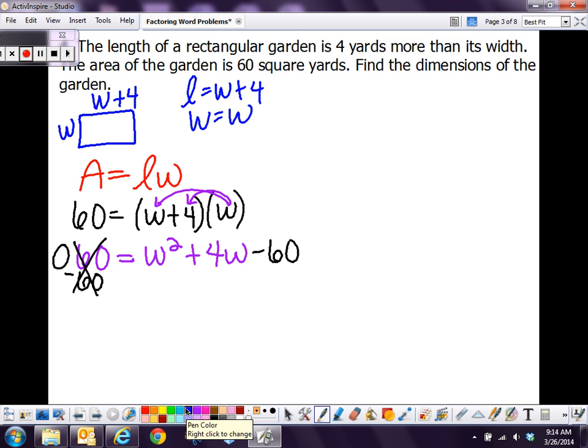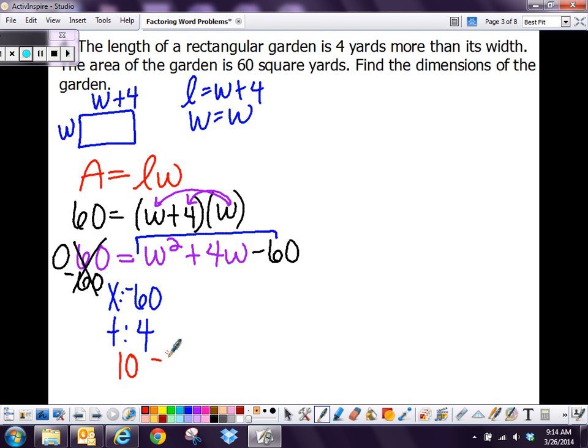Okay, now I look to see if I have a GCF. I don't have a GCF, so I just start factoring. Multiply my A and C, which means I need two factors that multiply to be a negative 60, and they have to add to be 4. Okay, and those two factors that we are going to want to use are, let's see, they are 6 and 10, but it's going to be a 10 and a negative 6.